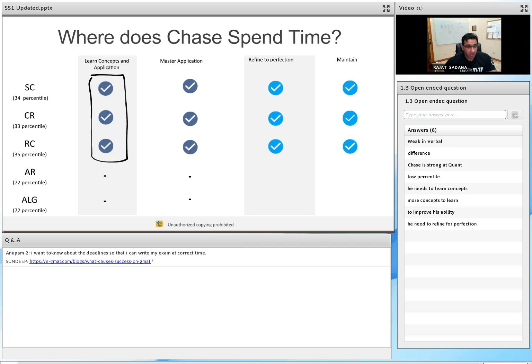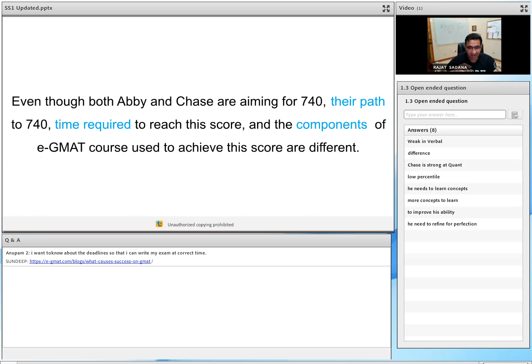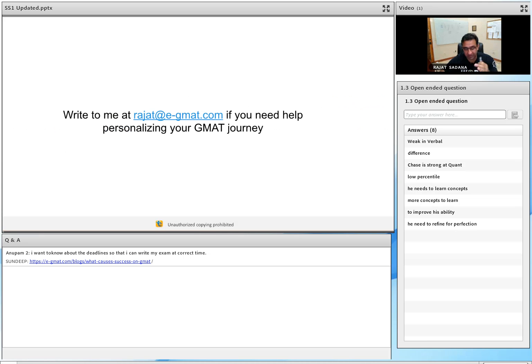Okay. Chase is not going to spend time learning concepts in quant, right? Or mastering application. Why? Because he's already at 72nd percentile, but he's going to spend time on refining to perfection. And this is really important. Why? Because it's not just about allocating the time, it's also about making that decision as to where you spend that time. And the key takeaway over here is, even though Chase and Abby are both aiming for that 740 score, their path and the time required and what components they are going to focus on while studying, that's very different.